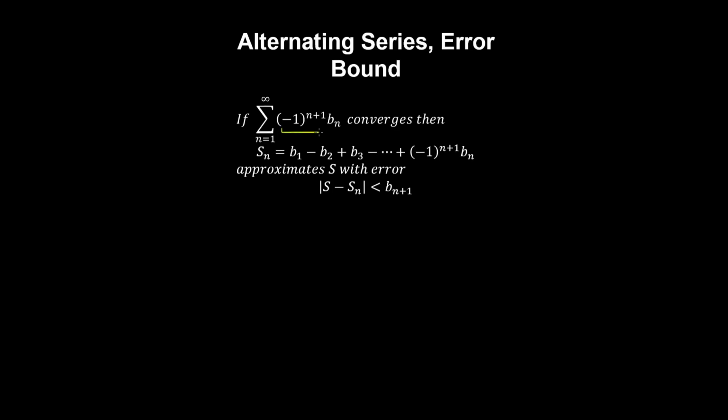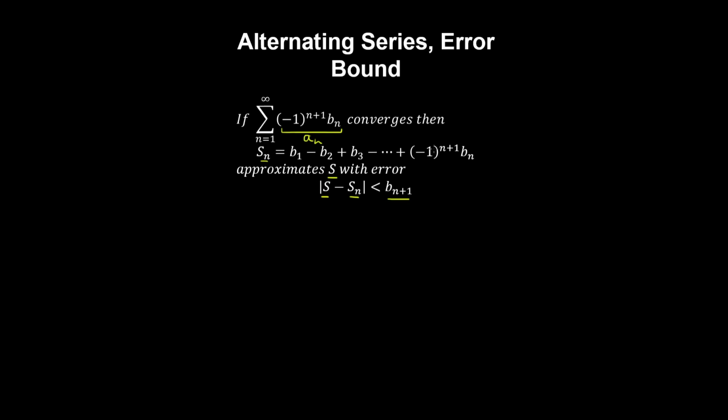If the alternating series A converges, then the nth partial sum, which is equal to the alternating sum of the B terms, approximates the sum of the series with some error. And this error is equal to the difference between the sum of the series and the partial sum, which is bounded by the next term in the series.